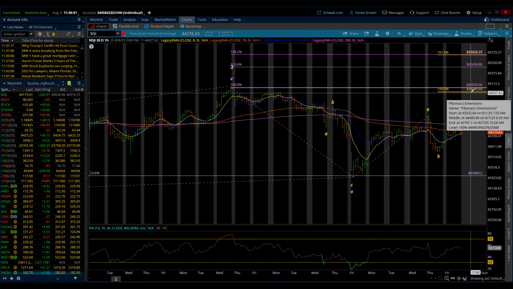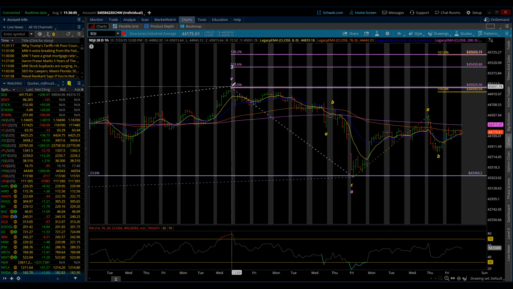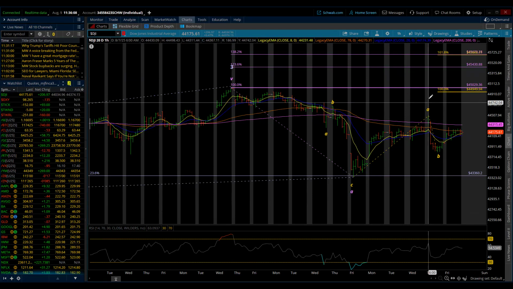I think that because I'm looking for the S&P, which already has broken above its top for that third wave, so it's already pushing itself into that irregular territory.